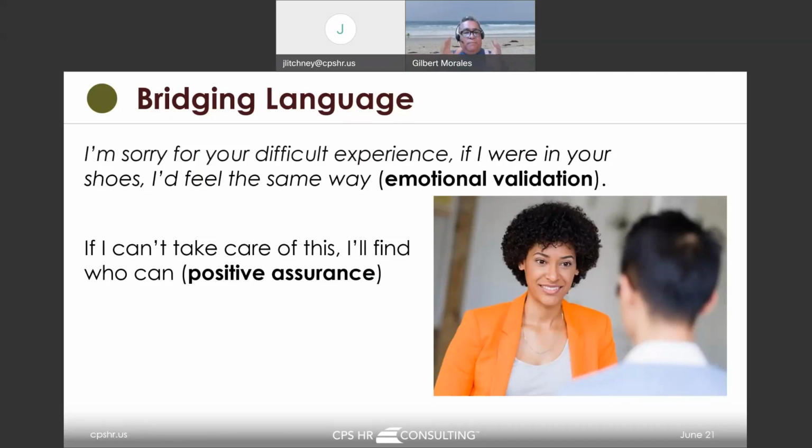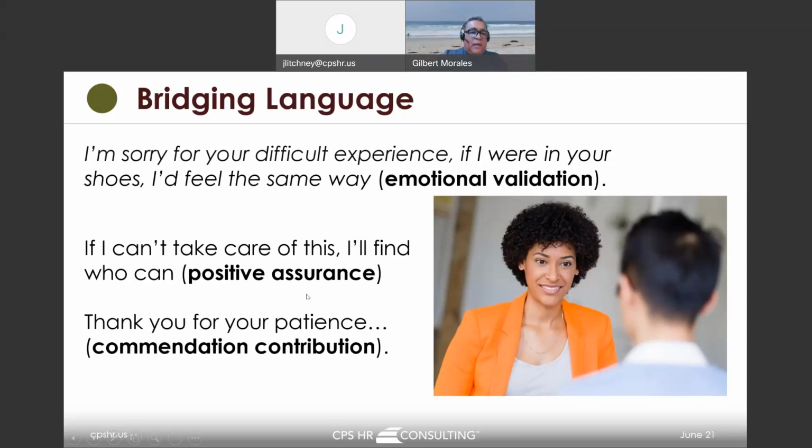So you want to break down the emotional barriers through bridging language by validating, by positive assurance, and also you can use language like this. Thank you for your patience. I know that you've been waiting a long time. I want to thank you for your patience. Why? Well, because they are also contributing in this process.